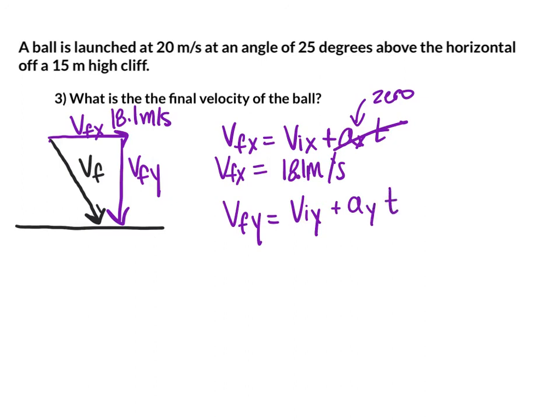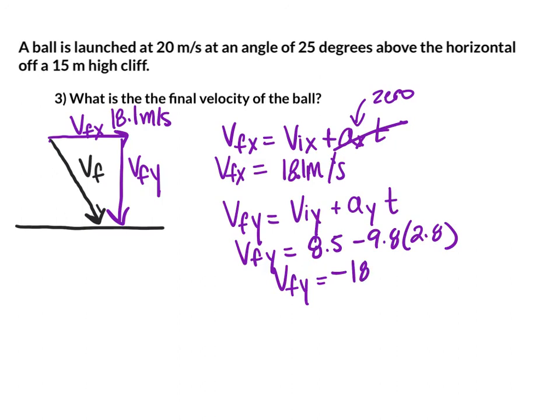So we're finding this, so we're going to carry that down. It equals our initial vertical velocity, which was 8.5, minus 9.8, times our total time of 2.8. When we work that out, we get a final vertical velocity of negative 18.9 meters per second.